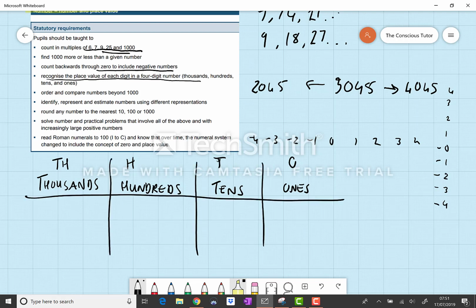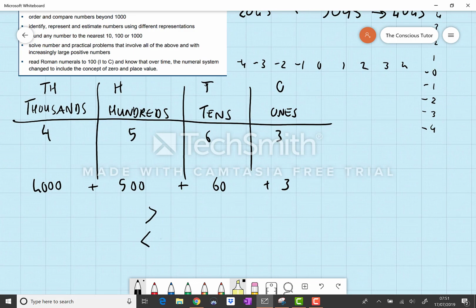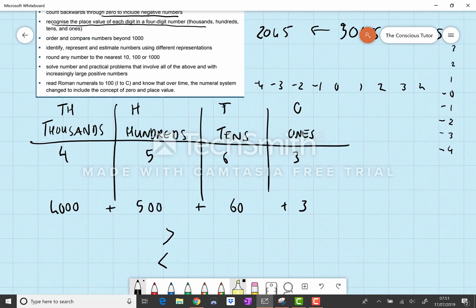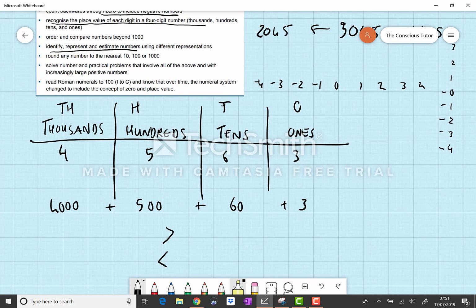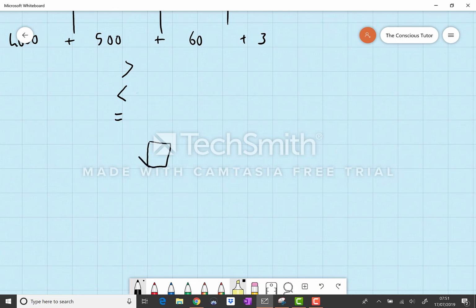This is a place value chart or place value table, and it's important that children get familiar with this. So in this example, in the number 4,563, children need to be aware that that is broken up into 4,000 or 4 thousands, 500 or 5 hundreds, 60 or 6 tens and 3 ones. Children need to be able to use the inequalities more than, less than and equal to in relation to such numbers, and be able to represent these numbers in different ways.